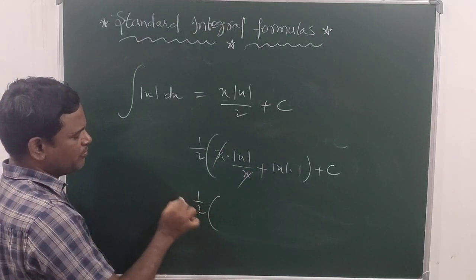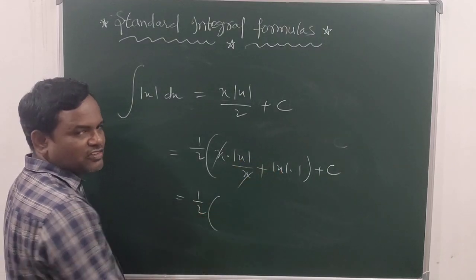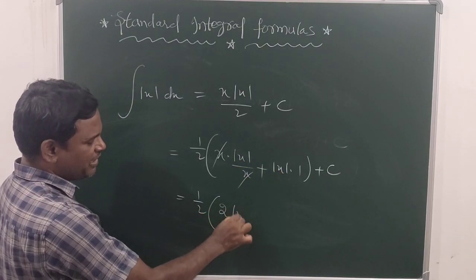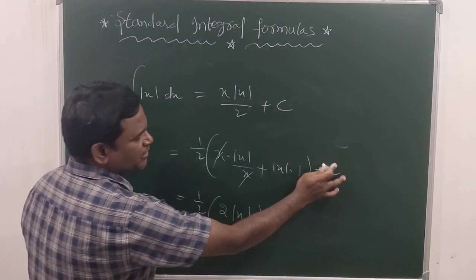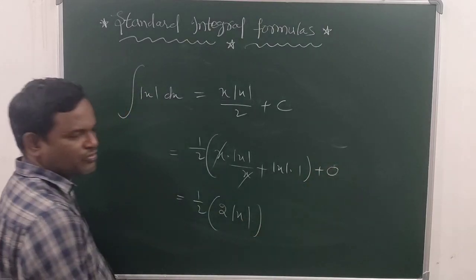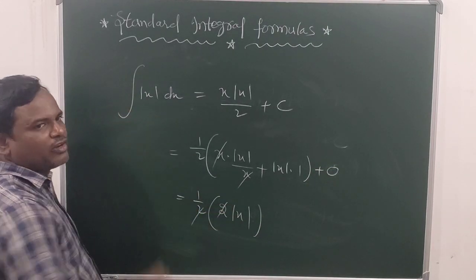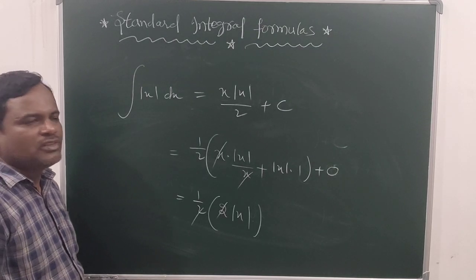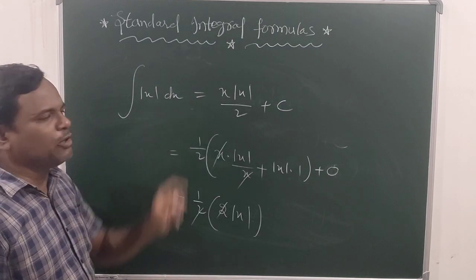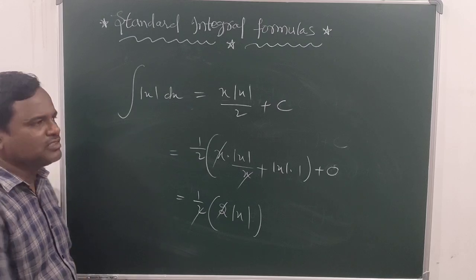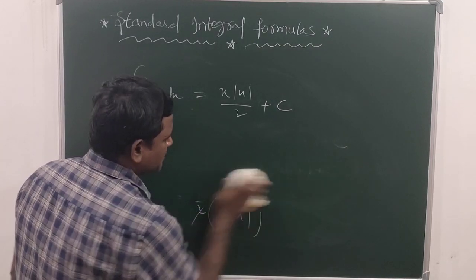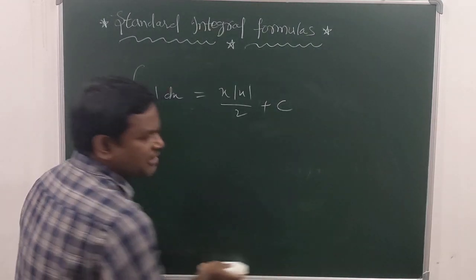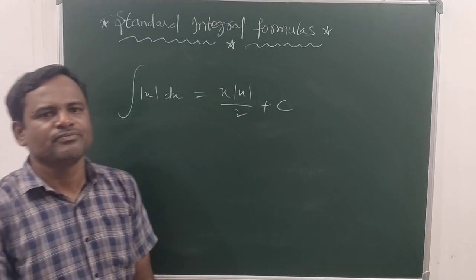So here 1 by 2 into modulus of x plus modulus of x, 2 mod x. The constant's derivative becomes 0. So 2 cancels. Again you are getting modulus of x. Hence the integral of modulus of x will be how much? x into mod x by 2 plus c, where x should not be equal to 0.